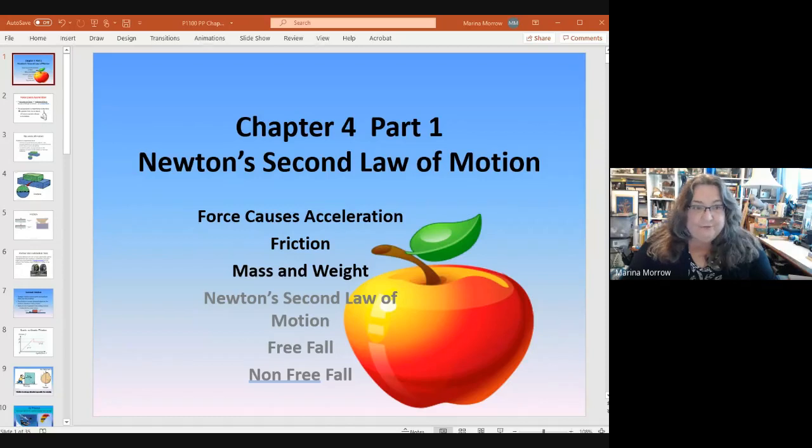We're into chapter 4 now. And in chapter 4, we're going to be studying how forces cause acceleration and friction. And we're going to study mass and weight. And then in part 2, we'll be looking at Newton's second law.